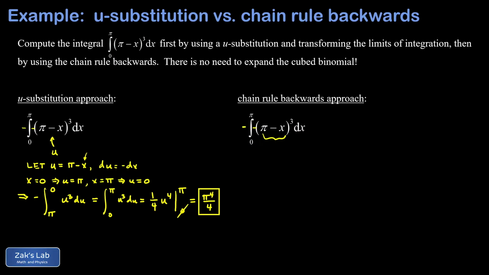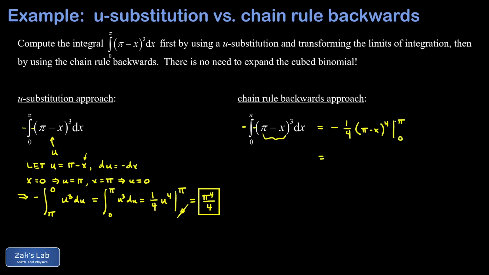Now I'm looking at a power of a function sitting next to the derivative of that function, and I can integrate in one step using the power rule. That minus sign out in front is a spectator, and then the integral is going to give me (pi minus x) to the fourth divided by 4. Or I could write it as 1/4 (pi minus x) to the fourth. We evaluate this from 0 to pi.